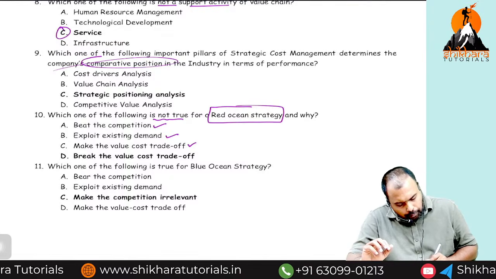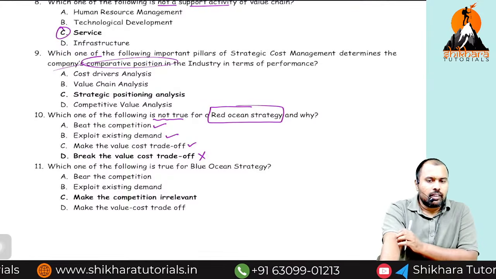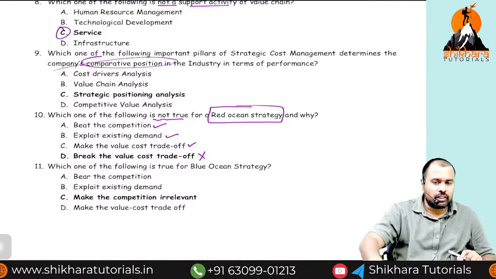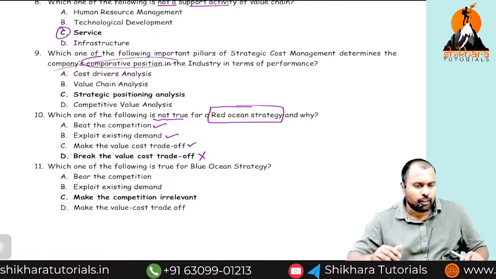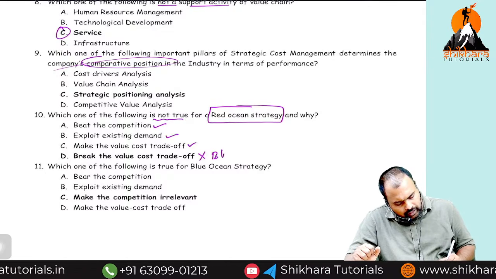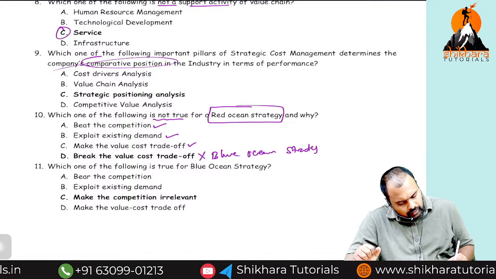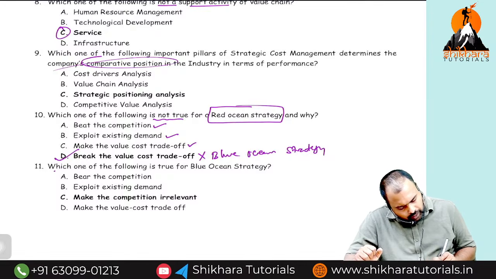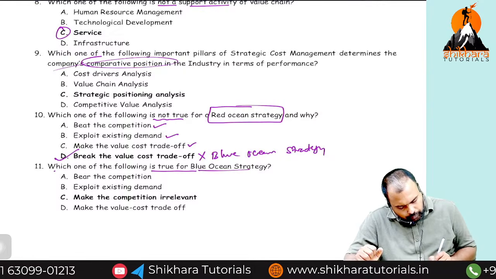Next, break the value-cost trade-off. No, this is blue ocean strategy. Understood, right? You are straight away creating a new product and you are going to break the value-cost trade-off. It's not about the cost, it's about the production of a new kind of product. You are creating a demand. So this has to be for blue ocean strategy, so it is not for red ocean strategy. So D has to be the answer. Next, which one of the following is true for blue ocean strategy? So, bear the competition.